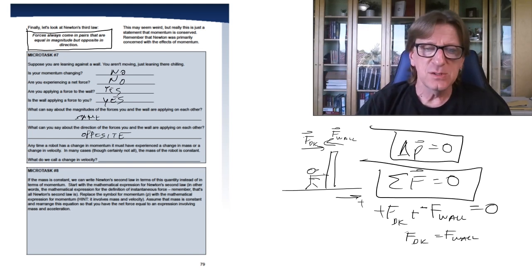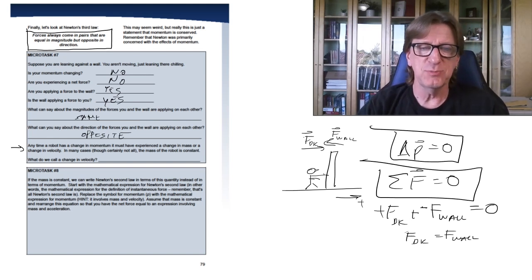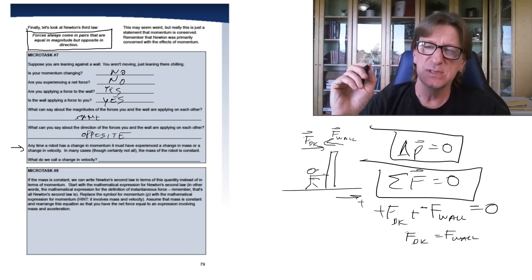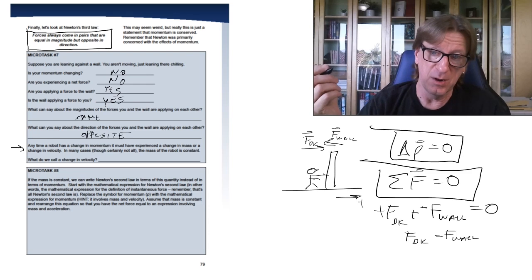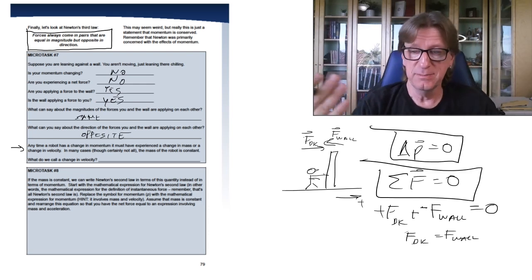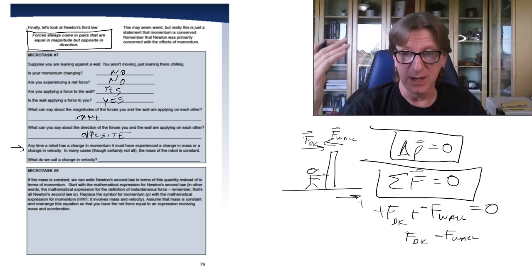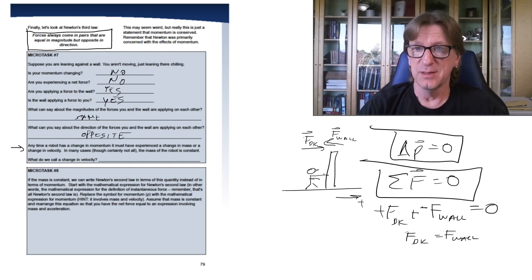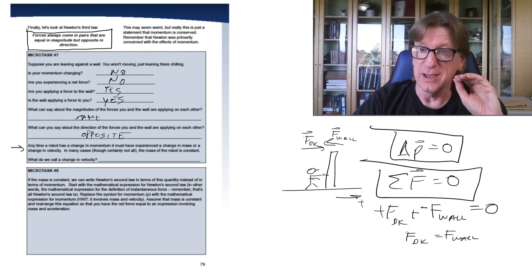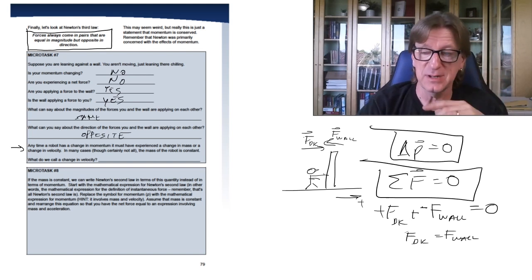Okay, so let's look at this last one. Anytime a robot has a change in momentum, it's either experienced a change in mass or a change in velocity. Sometimes, but not always, the mass is going to be constant. If I've got a rocket engine, certainly the mass is not constant. I'm throwing mass out the back, right? So my mass is definitely not constant in that place.